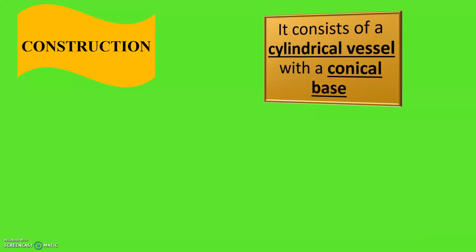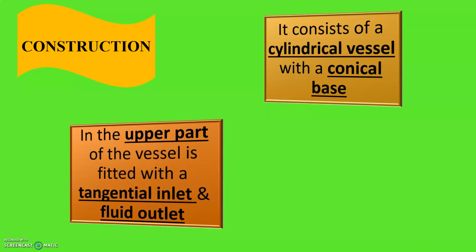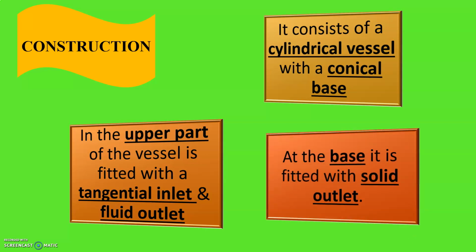Now let us see the construction of cyclone separator. It consists of a cylindrical vessel with a conical base. In the upper part of the vessel, the tangential inlet and fluid outlet is fitted, whereas at the base it is fitted with solid outlet.